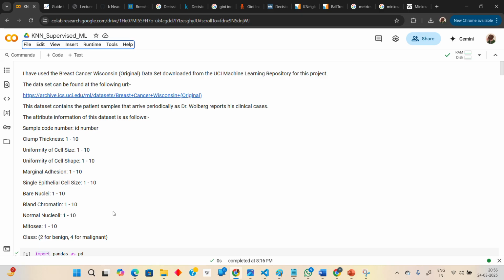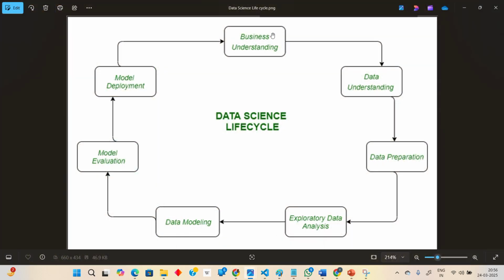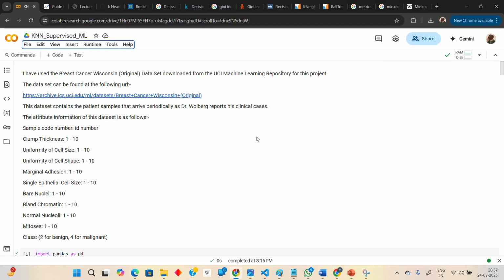But before that, I already showed you the data science life cycle. So business understanding is important. Data understanding, data preparation, EDA is very important. Here comes the machine learning. Keep this step at the last. But before these four steps, if you really get to know the basic things out of the data set, then most of the job is done.